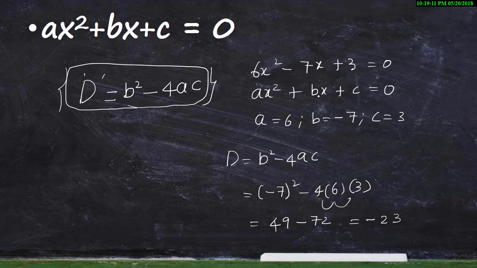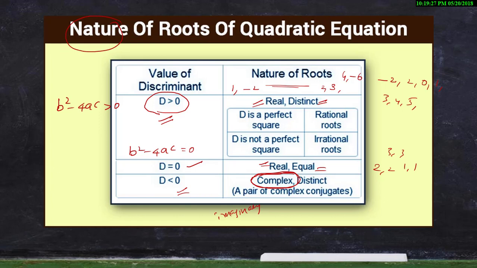After writing the a value, b value, c value, we just apply them in the formula. D is equal to b square minus 4ac. Substitute the respective values of a, b and c. Once we get D, if D is greater than 0, we'll get real and different roots, like 1 and -2, 2 and 3. We'll get different roots, not the same roots. When D is greater than 0, we'll get real and different roots.